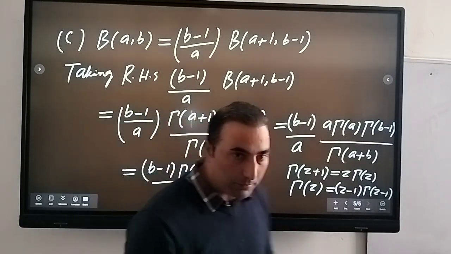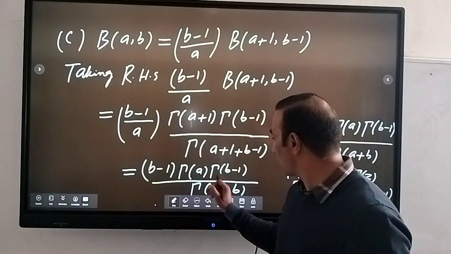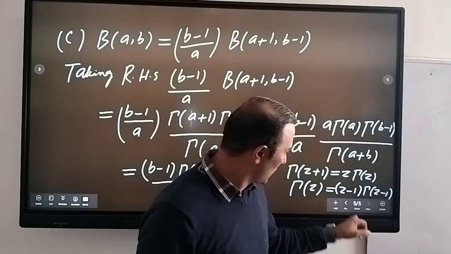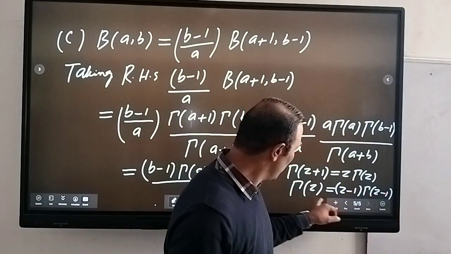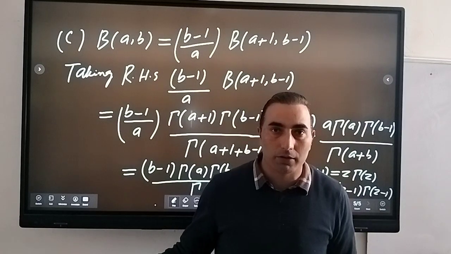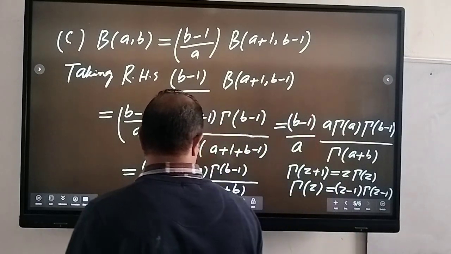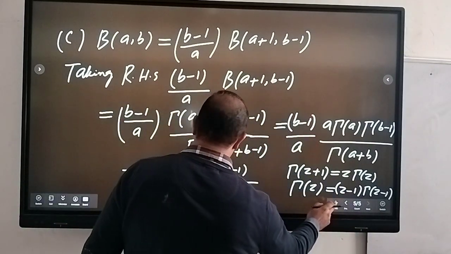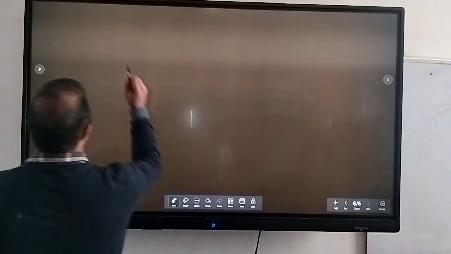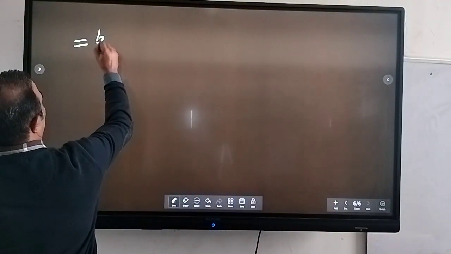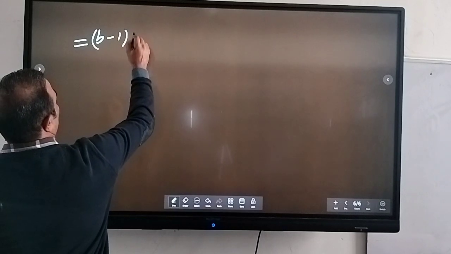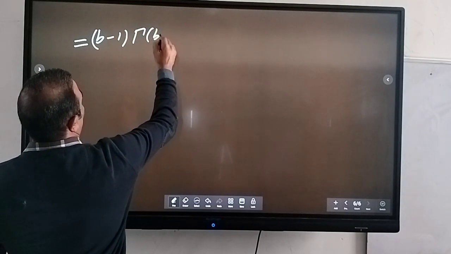So that means instead of this term, this is (B minus 1) gamma B minus 1. This is the same thing as (Z minus 1) gamma of Z minus 1, so it will be gamma of Z. So that will be gamma of B, right? So using this property, I can rewrite this term as (B minus 1) gamma of B minus 1.